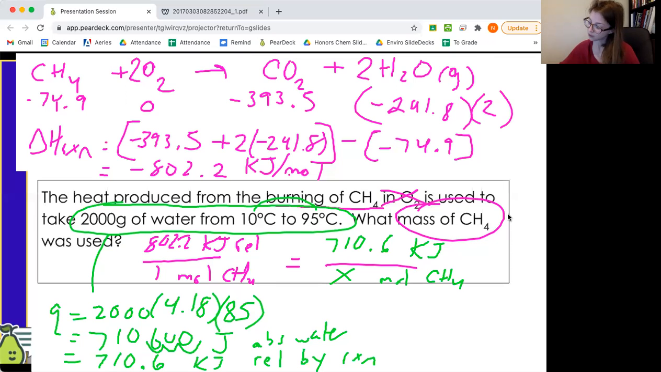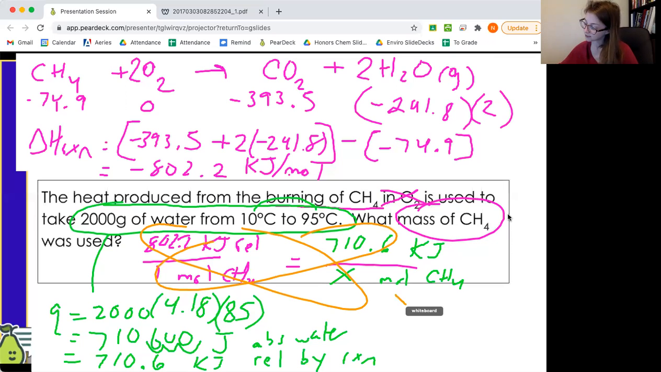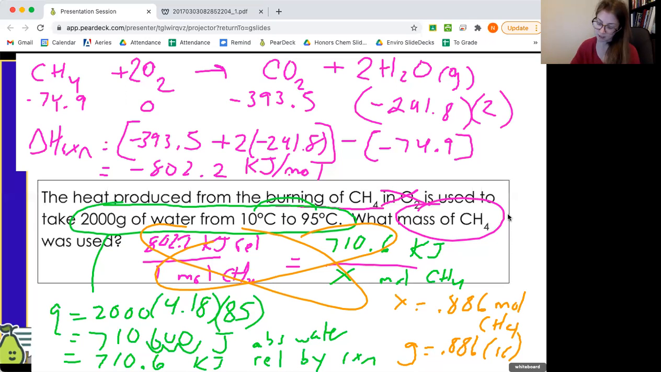When I cross multiply this and solve for X, I'll know that in this particular case, I use 0.886 moles of CH4. My grams of CH4 are my moles of CH4 times my molecular weight of CH4, which is 16. Sorry, it's messy. And we get 14.17. I kept the numbers in my calculator the whole way through.